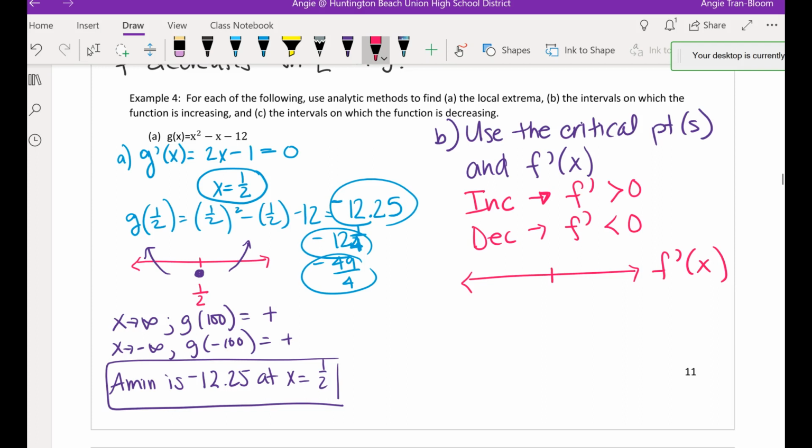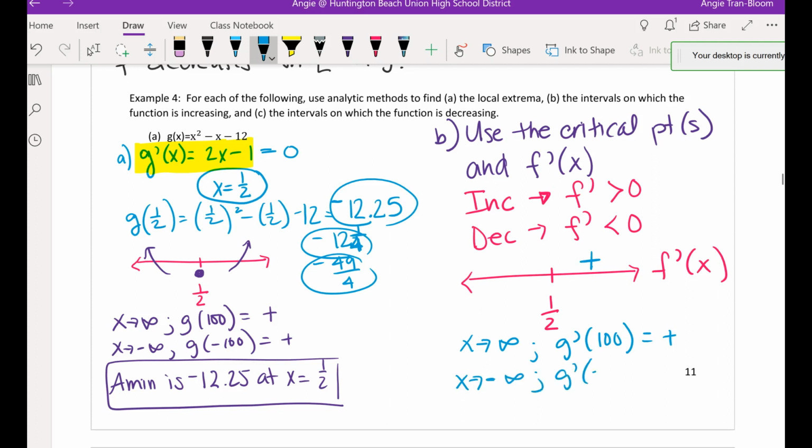I already have my critical point from the first step, so it's immediately a half. Okay? So now, because I don't have any other critical points, I'm going to use the endpoints. As x approaches something ginormous, g prime of, let's say, 100 is what? Remember, we're using g prime, which is what you found over here. Or in this case, I think Aiden found it. What is it? Positive. So this side is positive. How about as x approaches something super large on the negative side, like g prime of negative 100? Positive or negative? Negative, right? So this is negative on this side.